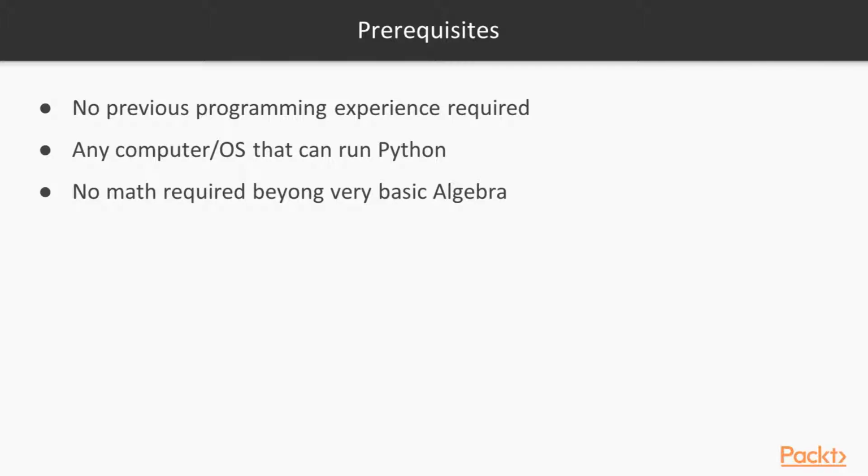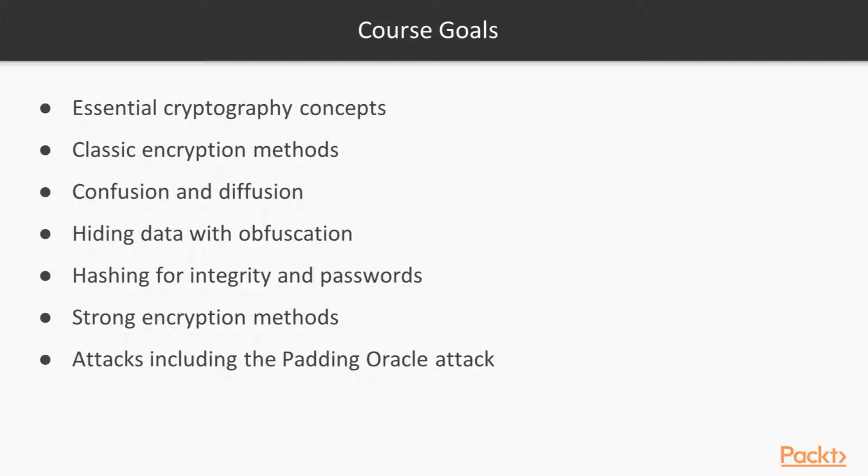You don't need any special computer. Any computer that can run Python can do these projects. And you don't need much math, because we are not going to be inventing new encryption techniques. We're just learning how to use the standard ones that exist, and that doesn't require anything more than very basic algebra. So, this class covers essential cryptography concepts, the classical methods I mentioned, such as the Caesar cipher and XOR, the concepts of confusion and diffusion, which determine how strong a crypto system is, and then hiding data, hashing data, strong encryption methods, and attacks against these methods, including the padding oracle attack.